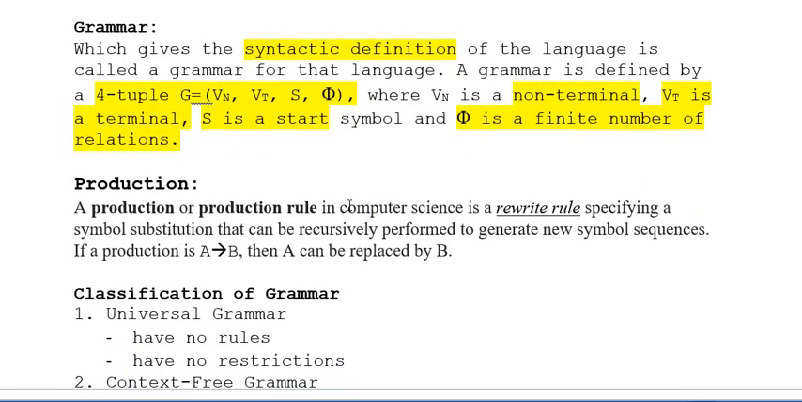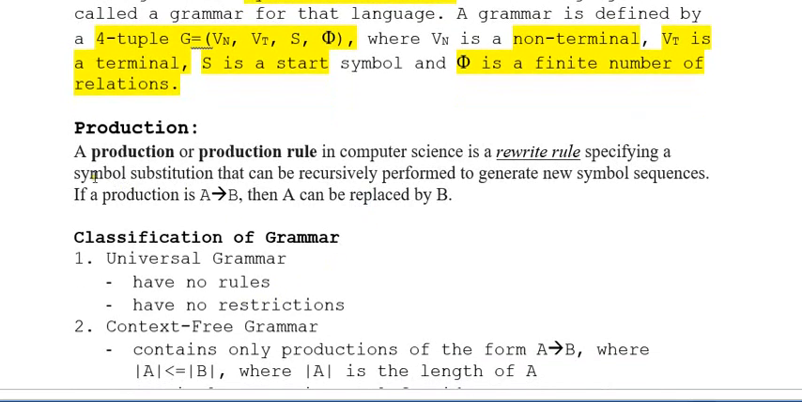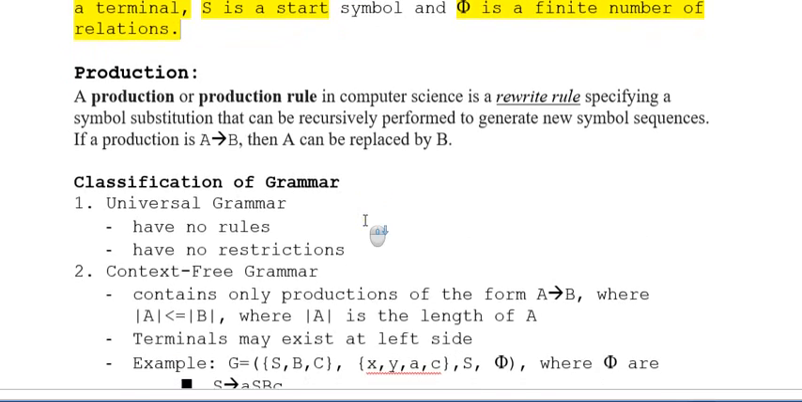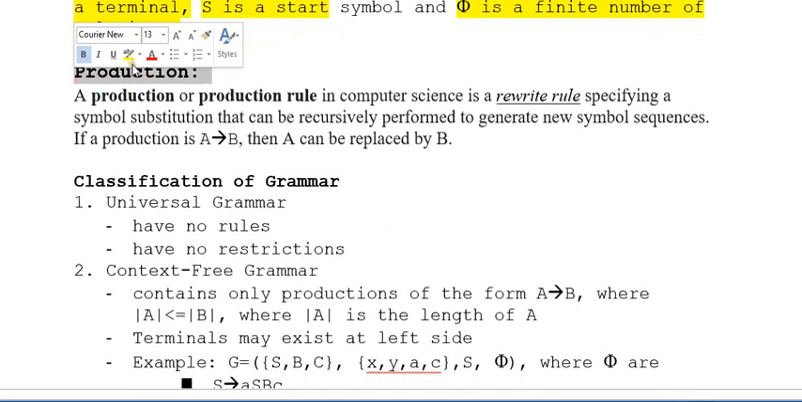Now moving on, next, production. A production or production rule in computer science is a rewrite rule, specifically for symbol substitution, that can be recursively performed to generate new symbol sequences. If a production is A to B, then A can be replaced by B. Production is nothing but an output or a result.